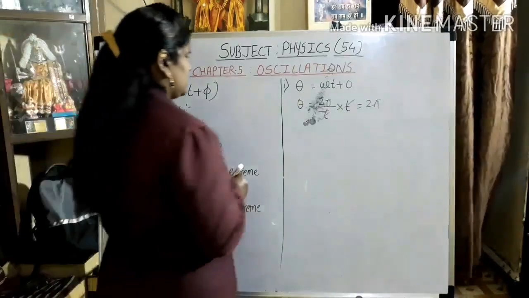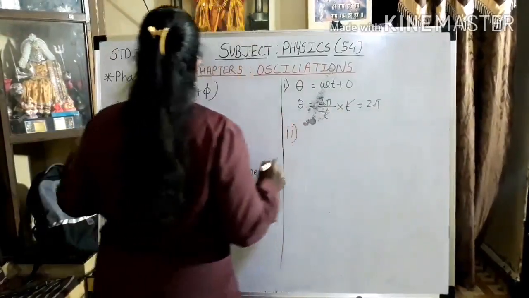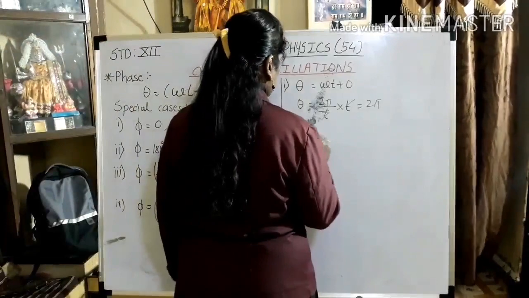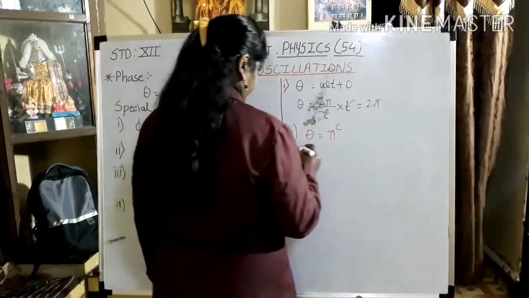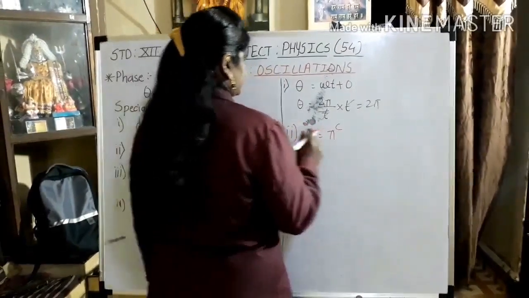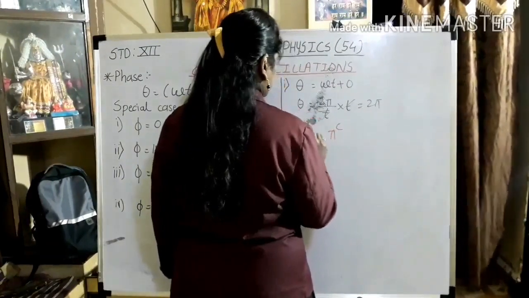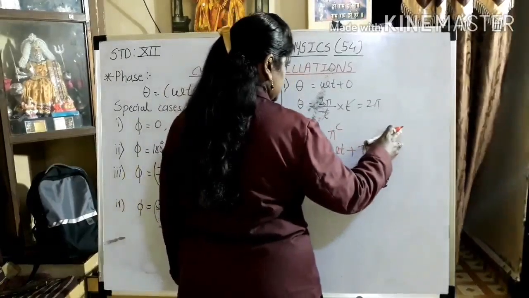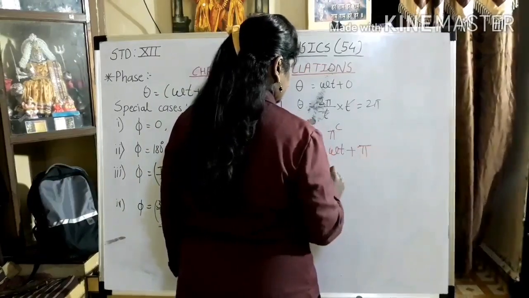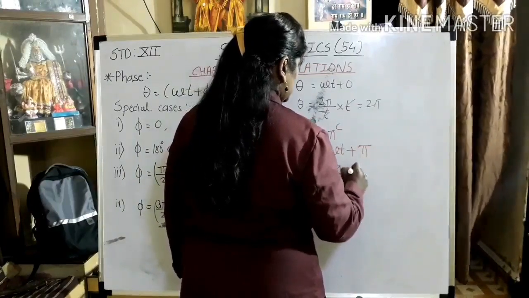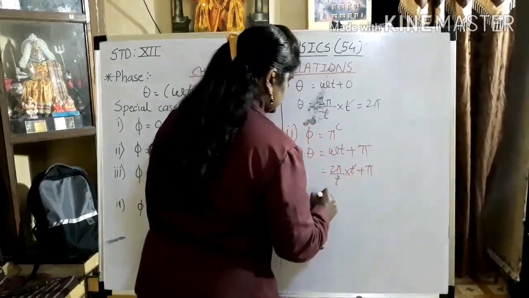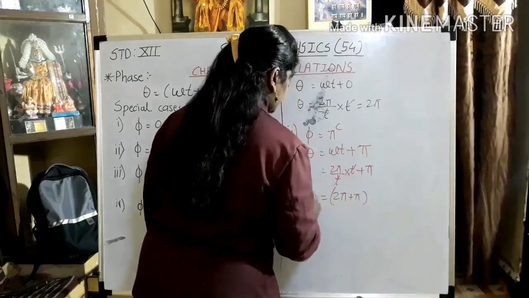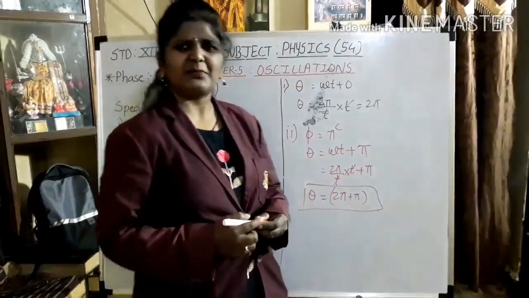For the second case, it is 180 degrees or pi radian, to the negative. I am taking it as pi radian. So theta will be omega t plus pi. Am I right? Yes. So this becomes 2 pi by T into t plus pi. This t will get cut, so I get 2 pi plus pi. So theta is nothing but 2 pi plus pi, which is 3 pi.